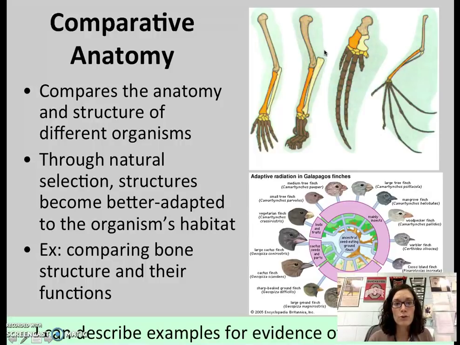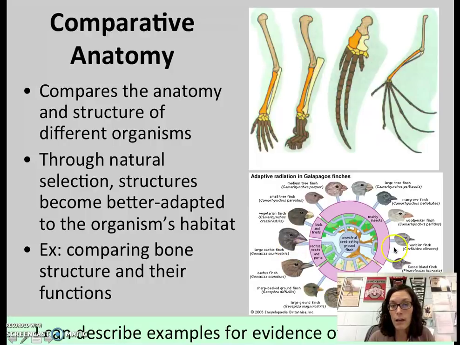And so through natural selection, structures have been better adapted to the organism's habitat. Obviously, a whale uses its fin very differently than we use our arm. Some ways it could be the same, but a lot of ways a whale's fin is going to be used differently by the whale than a human arm. So it's adapting to its environment.